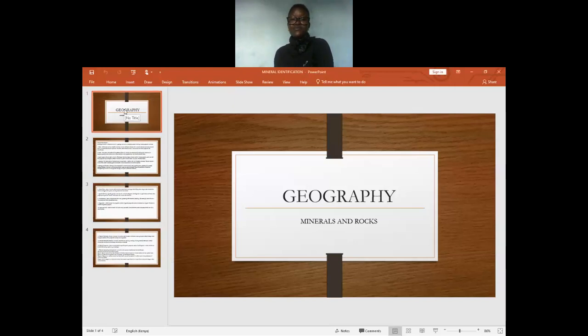In our units, we are still talking about minerals and rocks in geography. But today we're going to talk about mineral identification, which is our topic 2. In our last class, we talked about the definition of minerals and rocks, the characteristics of minerals, and the types of minerals. So today we are going to talk about mineral identification.